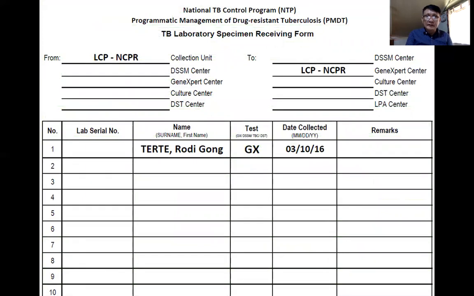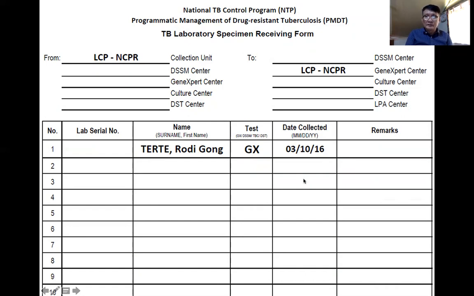Now, this is the second form that we'll be using, especially when we transport specimen to our laboratory. This is the form that is called the TB Laboratory Specimen Receiving Form, from the collection unit to the laboratory. Again, following the order, the last name of our patient should be capitalized, followed by the first name. Then you also indicate what test, so you just put GX. Date collected, also put the date of collection.